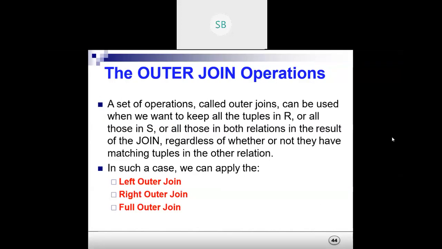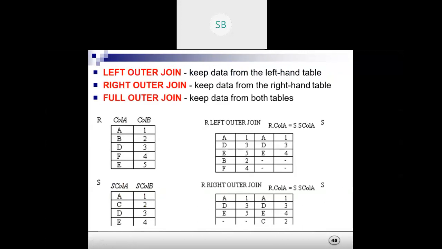Now, in the case of outer join conditions, it is possible to print any one table completely, even if it does not match the criteria. So we have left outer join, right outer join, and full outer join. Let's take an example of the left outer join. Suppose we have two tables, R and S. Left outer join means all the values of the left table will be present, and of the right table only the values that satisfy the criteria will appear in the result.